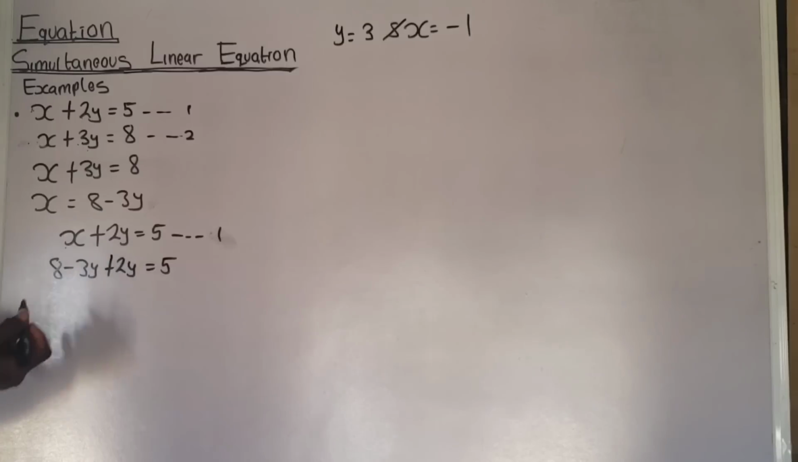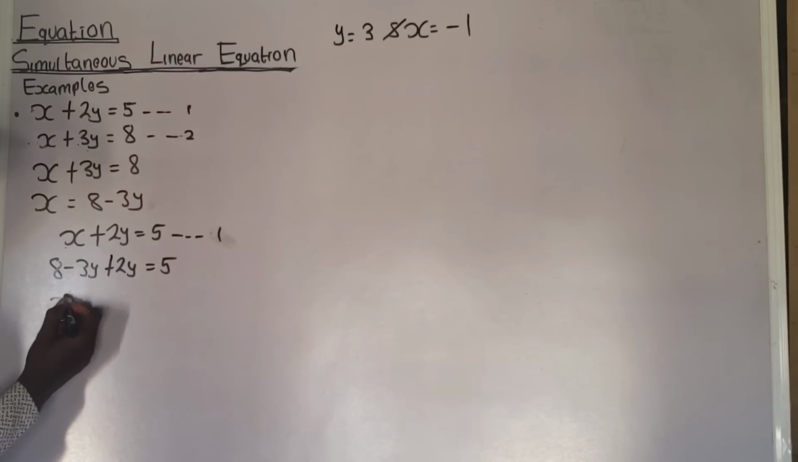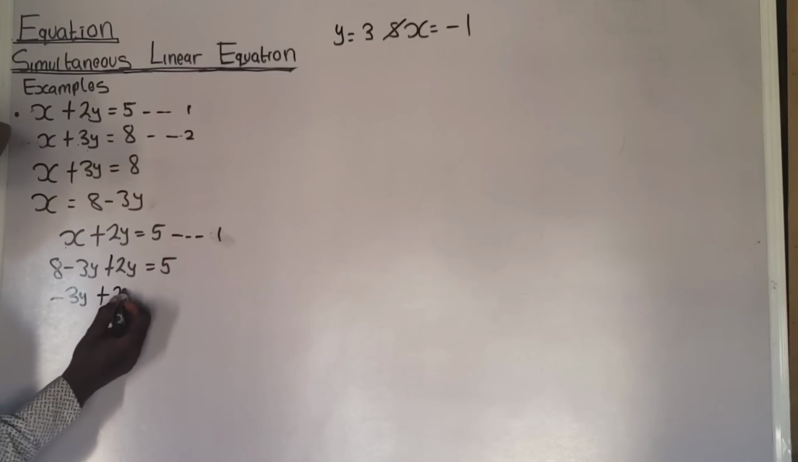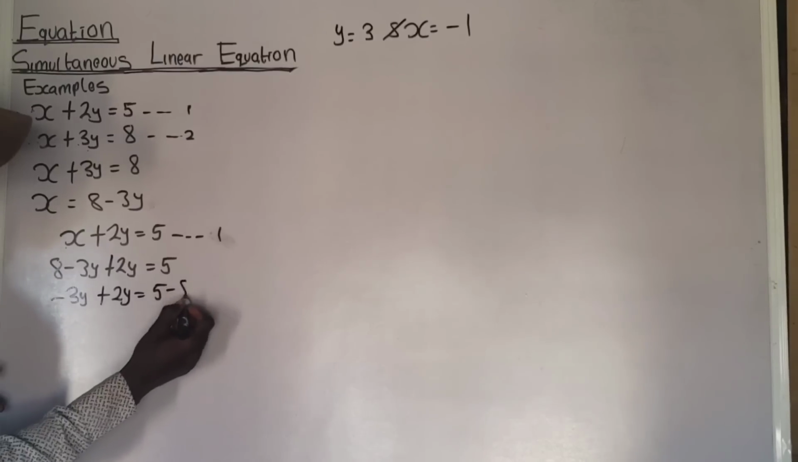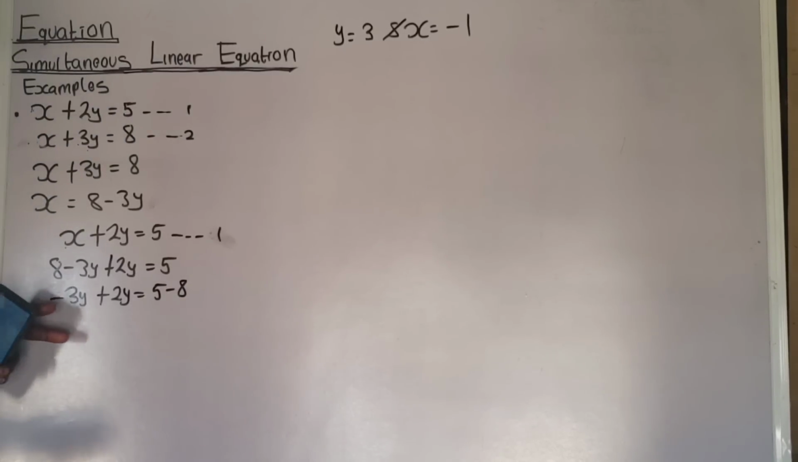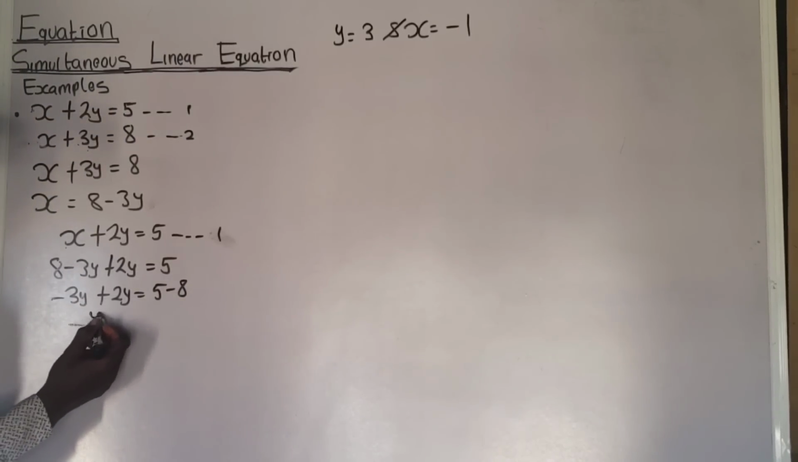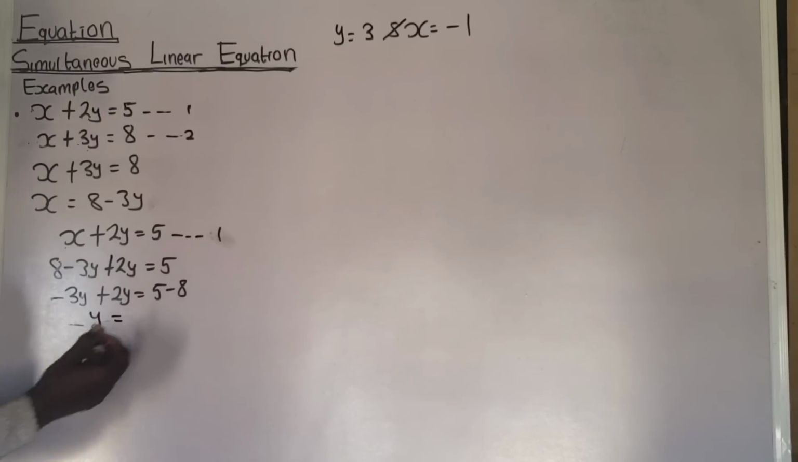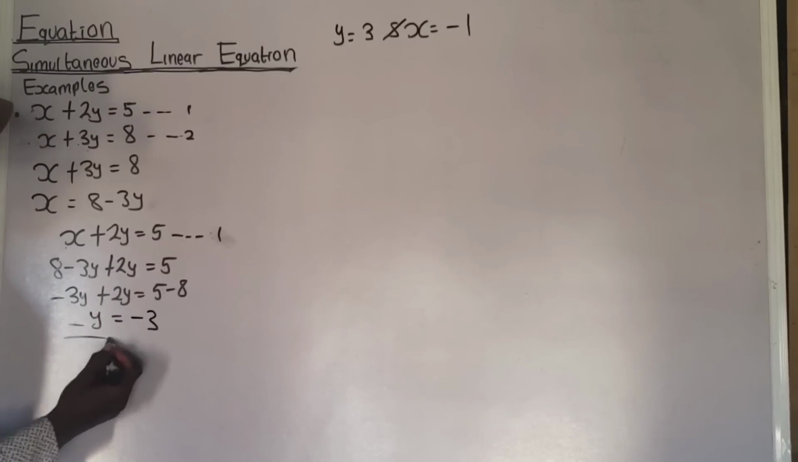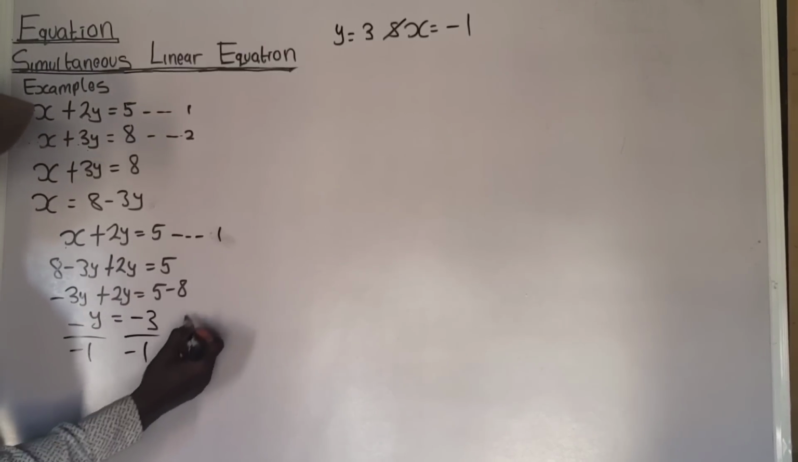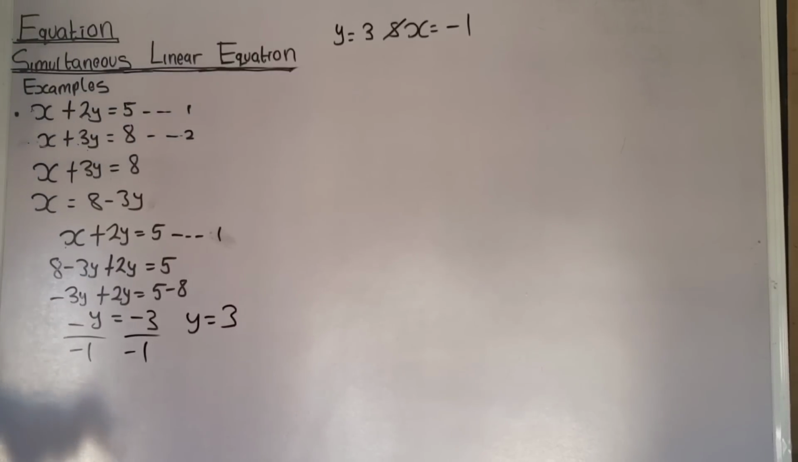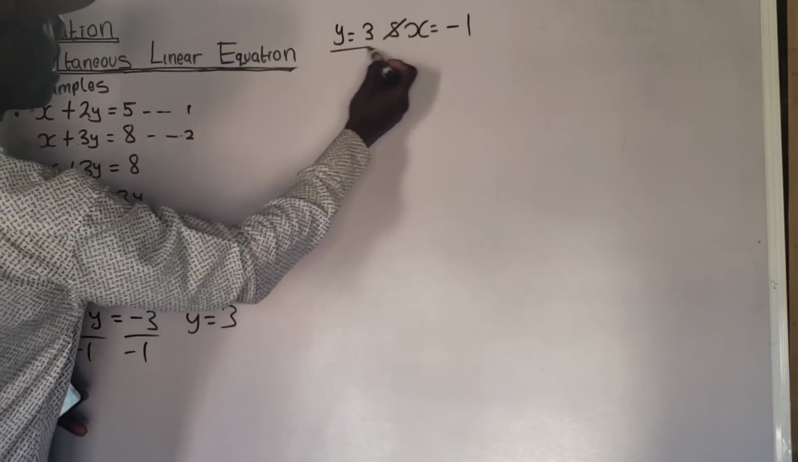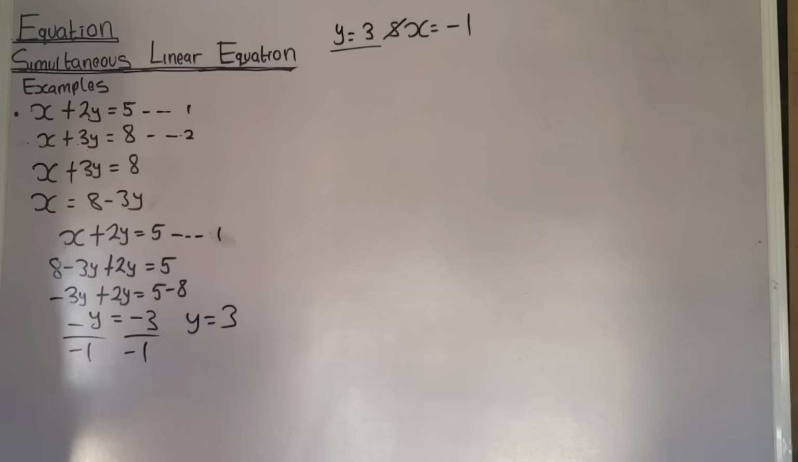Negative 3y plus 2y. Okay, let's take it step by step. Negative 3y plus 2y is equals to 5 minus 8. Negative 3y plus 2y, I'm going to have negative y is equals to 5 minus 8, which will give me what? Negative 3. Divide both sides by negative 1. Y will be equals to 3. Do you understand? Okay? This is the same as what we get when we use elimination method.